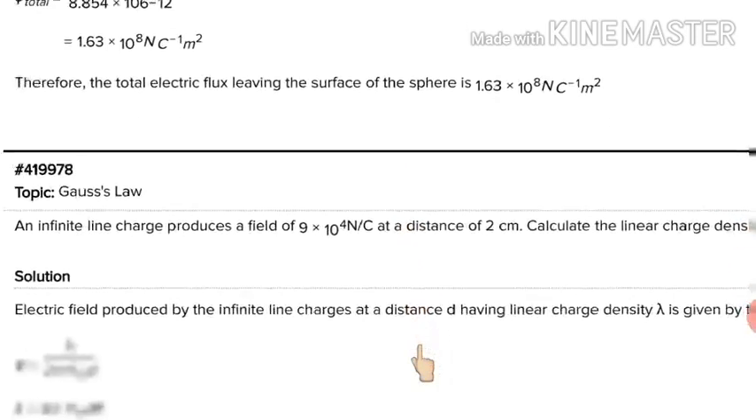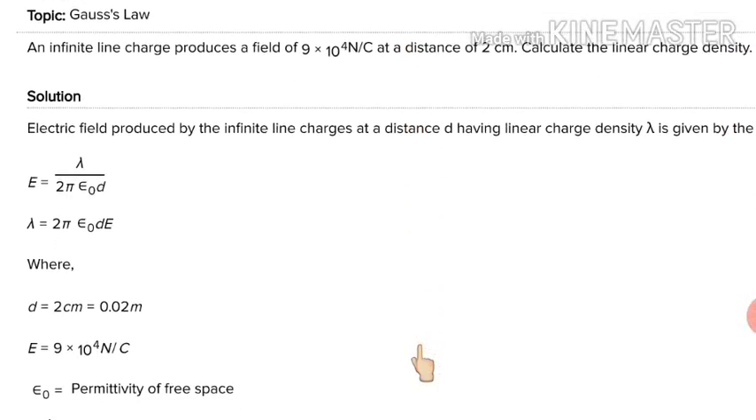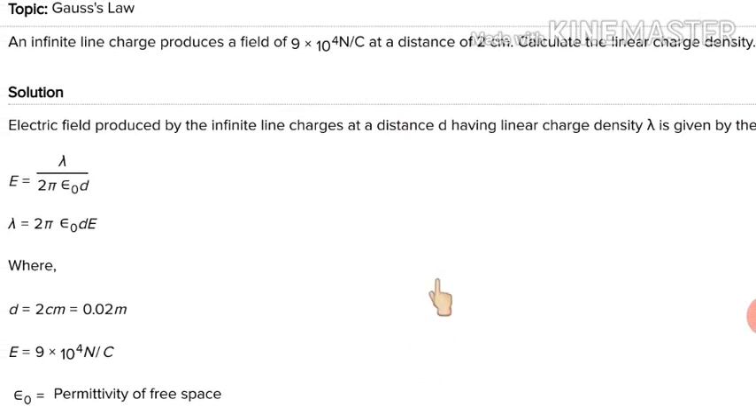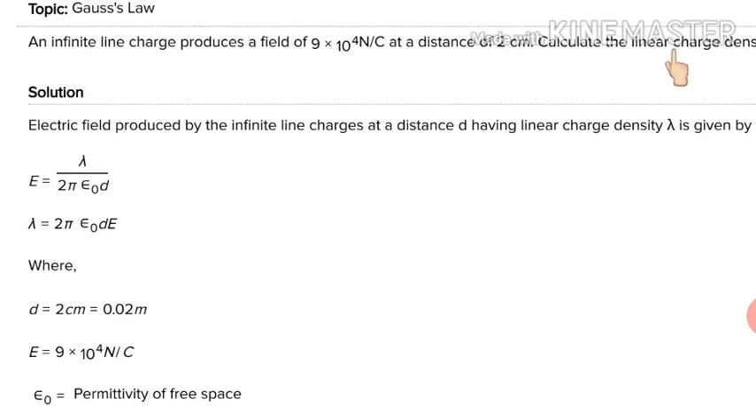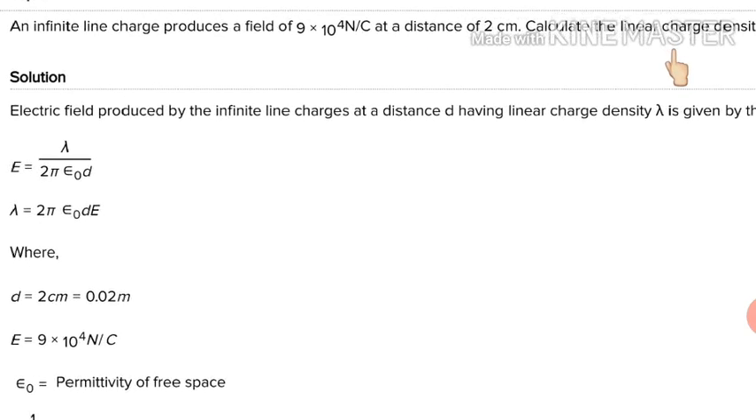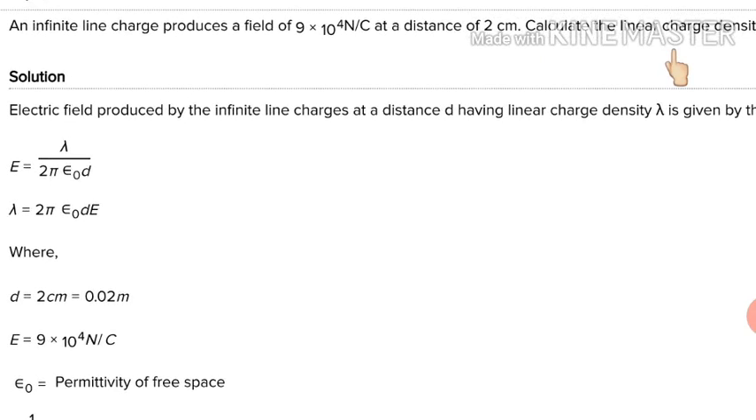Okay. Next question is this. An infinite line charge produces a field this much. So field E is given at a distance of 2 centimeter. Calculate the linear charge density. Linear charge density means lambda, we are supposed to calculate. Now we know the electric field due to an infinite line charge is E is equal to lambda upon 2 pi epsilon naught d. This expression we have already derived.